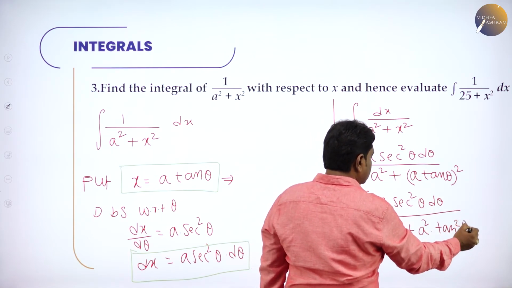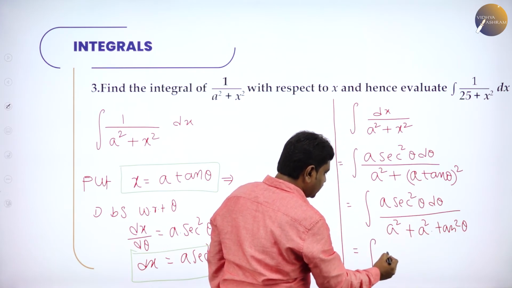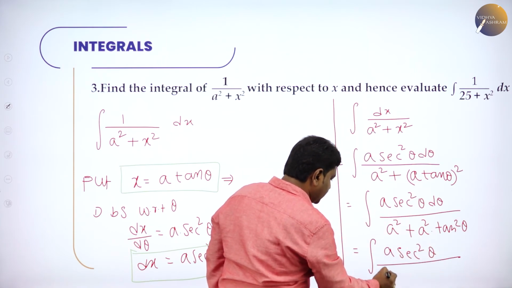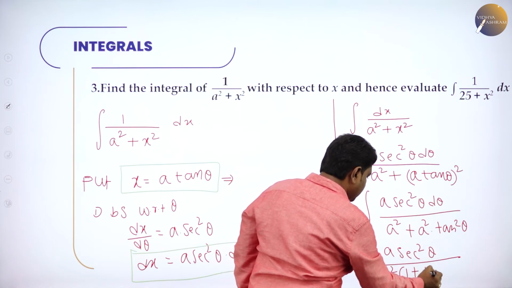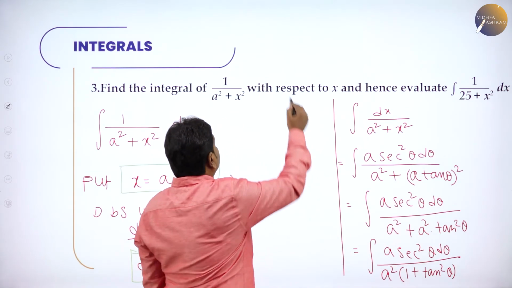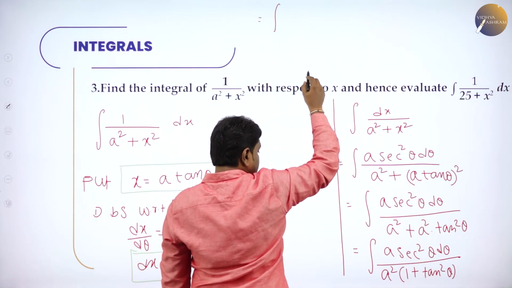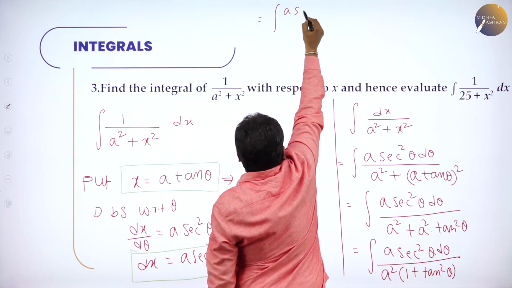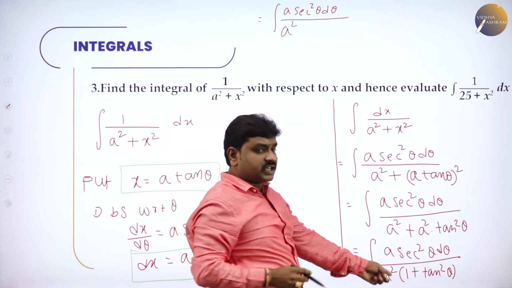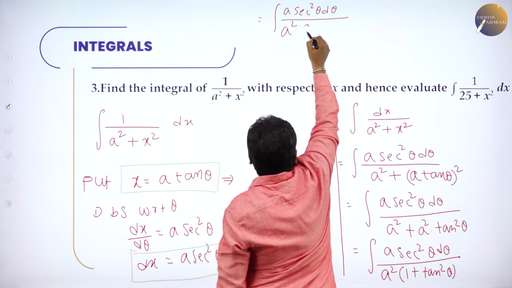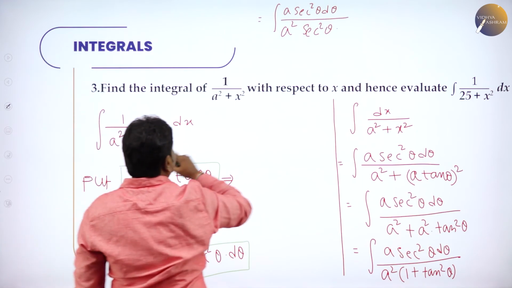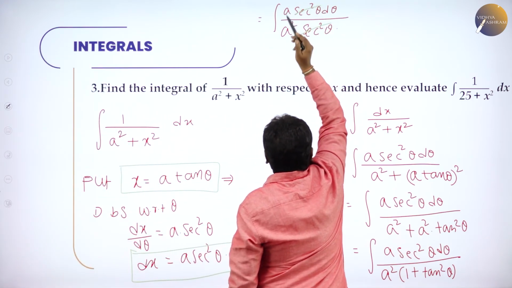Take square inside. Now in the denominator I can take a square common. So in the numerator I have a secant square theta, divided by, in the denominator I will take a square common, it will become 1 plus tan square theta, into d theta. Now simplify this. So the given problem becomes integration of a secant square theta d theta divided by a square is out. All of you know 1 plus tan square theta. What is 1 plus tan square theta? Secant square theta.